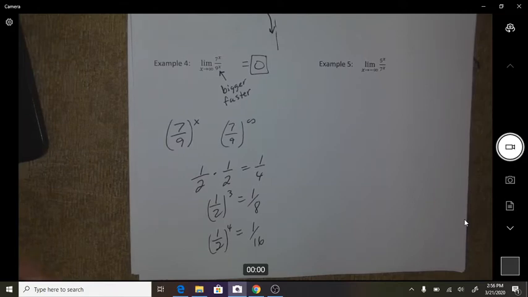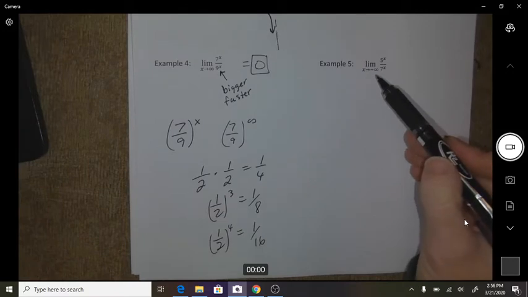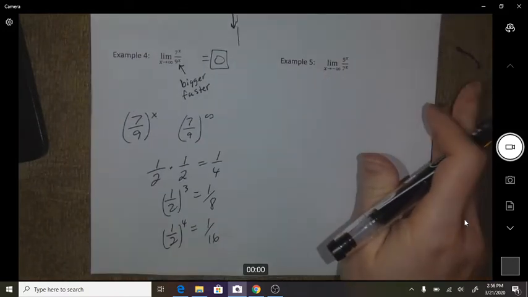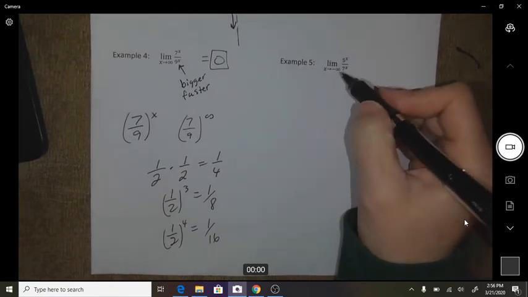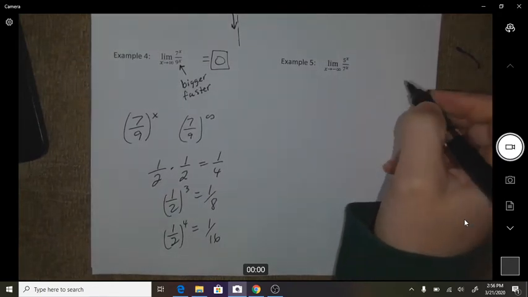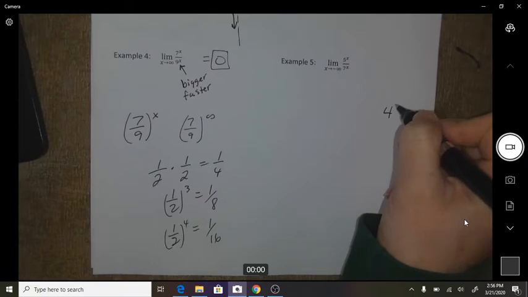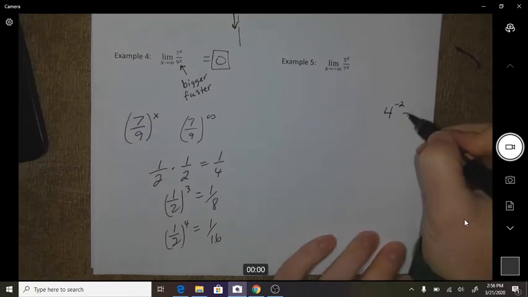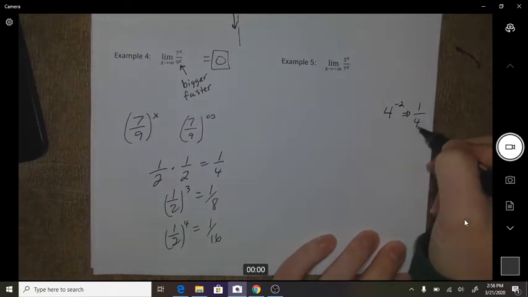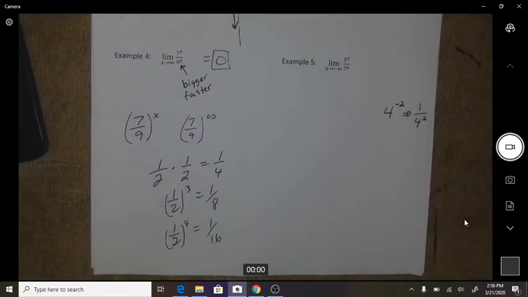Okay, next. This time our limit is approaching negative infinity. Let me give you an example here on the side, something like that, when you have a negative exponent. What is the rule with a negative exponent? This can turn into 1/4 to a positive exponent. So you can reciprocate and then change your exponent.